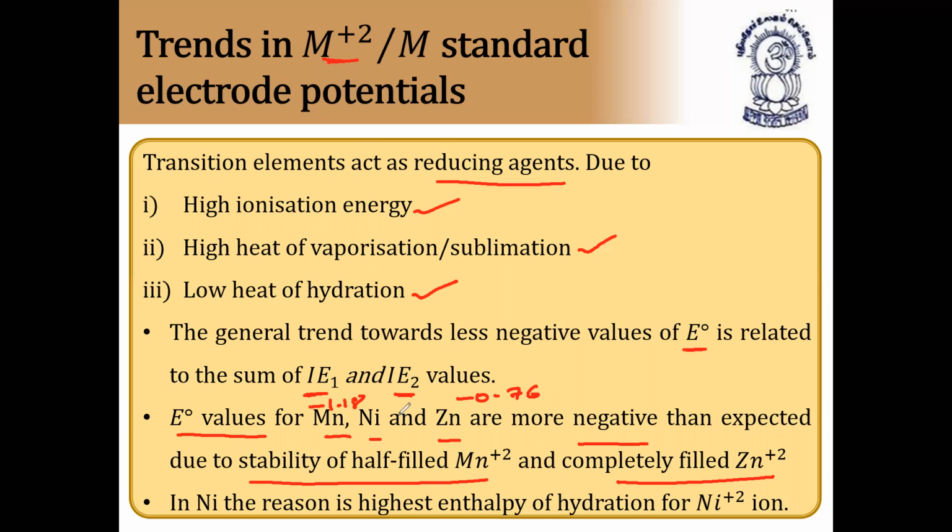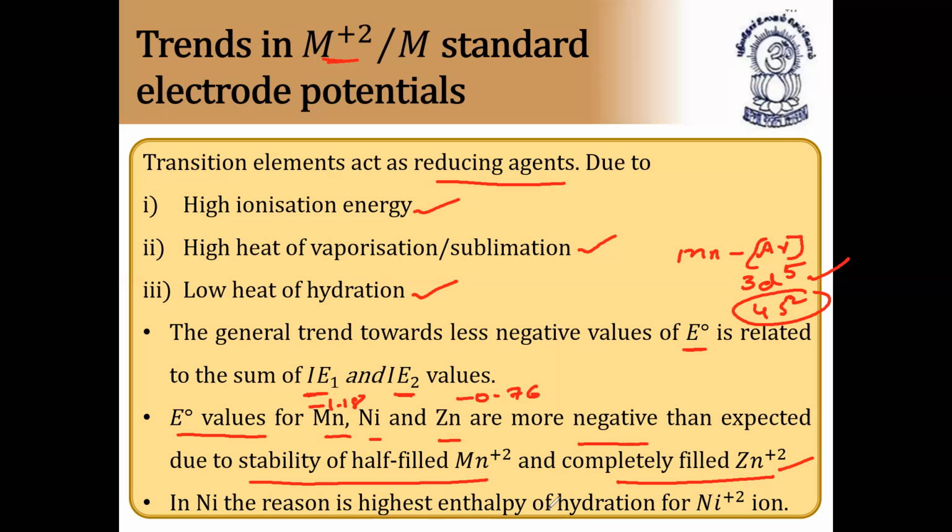They have the highest because they have M+2 ions that are half filled and completely filled. If you remove 2 electrons from manganese, what is the configuration? Manganese is argon 3d5 4s2. So if you remove 2 electrons, it has 3d5, half-filled d electrons. Similarly for zinc, 3d10, completely filled d electrons. For nickel also 3d10. So that's why they have the highest, due to the stability of half-filled Mn+2 and completely filled Zn+2.